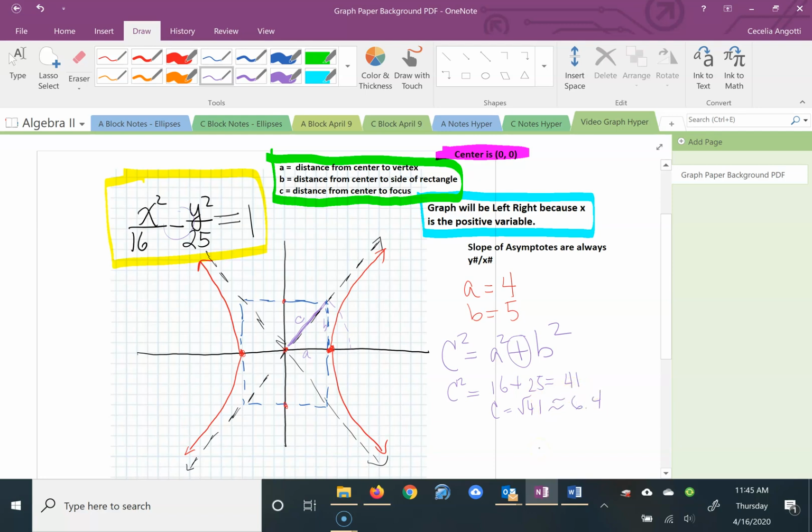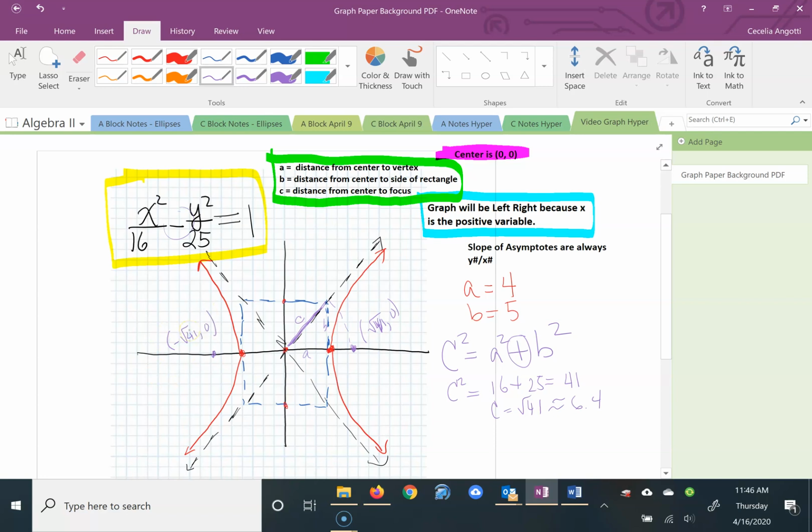And again, that's the whole purpose, just location. So here's 4, here's 5, here's 6, and not too bad, my drawing here. This would be the location of your focus, and in terms of coordinates, that would be (root 41, 0). And then over here, past 5, at 6.4, this would be (negative root 41, 0).